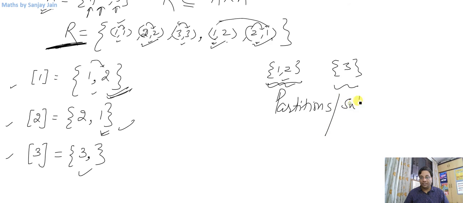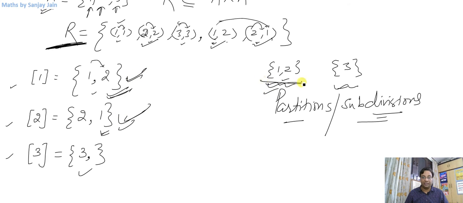Another name is subdivisions, right? So these two sets are known as partitions or subdivisions. Now these are not two separate partitions, so I've written this as one partition. If it is P1 partition 1, this is partition 2. You will notice that there will be no common element in these two partitions. That is the essence of it being a partition, because these will not have any common element in them.